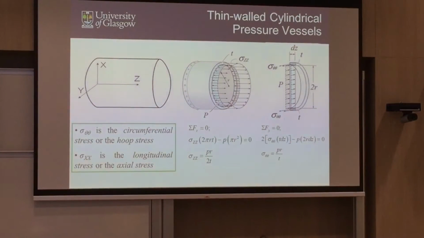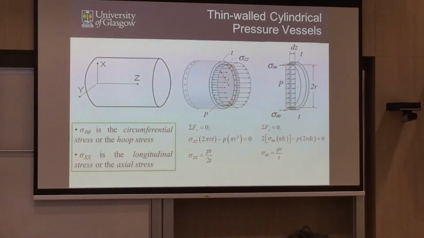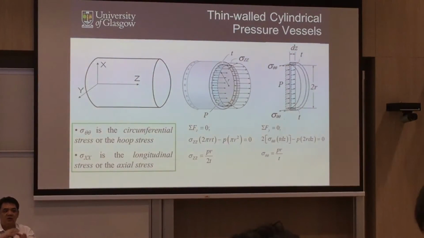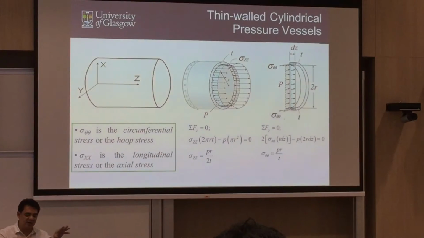Let's try to derive the equations. So we have two types of stress. One is sigma theta, and the other is sigma xx. Theta is the circumferential stress, or the so-called hoop stress. The hoop stress will be acting around the cylinder, while the longitudinal stress will be acting along the length of your pressure vessel. So we have two stresses acting here.